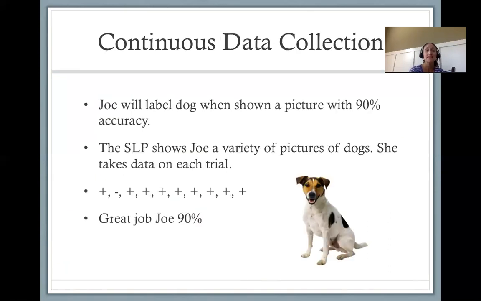So here are some examples. Continuous data collection, trial by trial. Joe will label dog when shown a picture with 90% accuracy. The SLP shows Joe a variety of pictures of dogs, because that's my little plug for working on generalization. If we're working on labeling, we want to show more than one picture so the student understands that not just this picture is a dog, but that different kinds of dogs, a little dog, a Chihuahua, a poodle, a boxer, are also dogs. I'm not a dog person, so I'm running out of dog things, but you understand what I'm saying. So the SLP shows Joe a variety of pictures of dogs, and she takes data on each trial because it's trial by trial. And Joe, as you can see, did a really nice job. He got 90%. Way to go, Joe. That is an example of continuous trial by trial data collection.